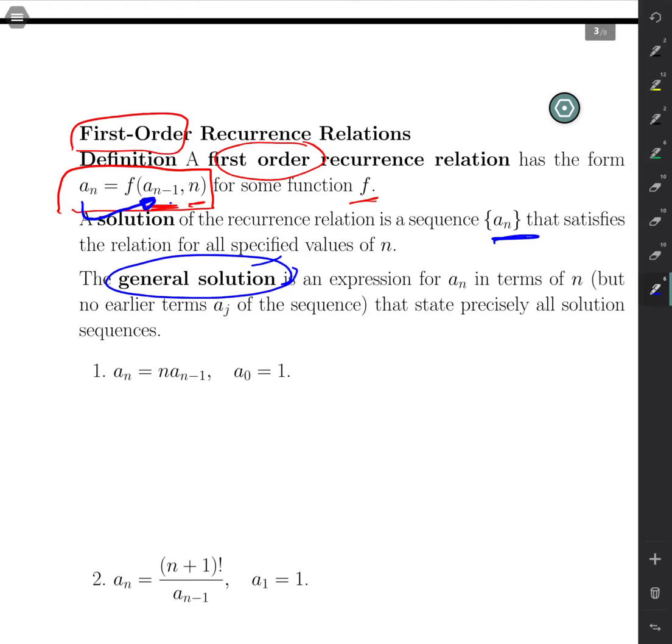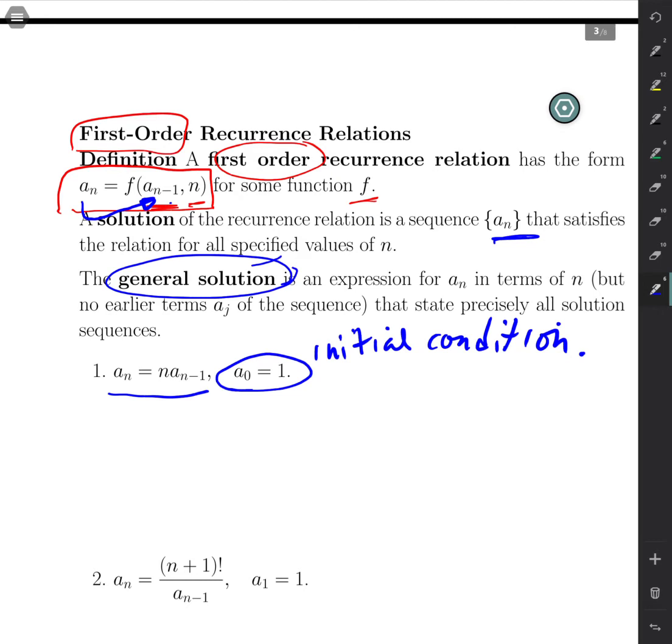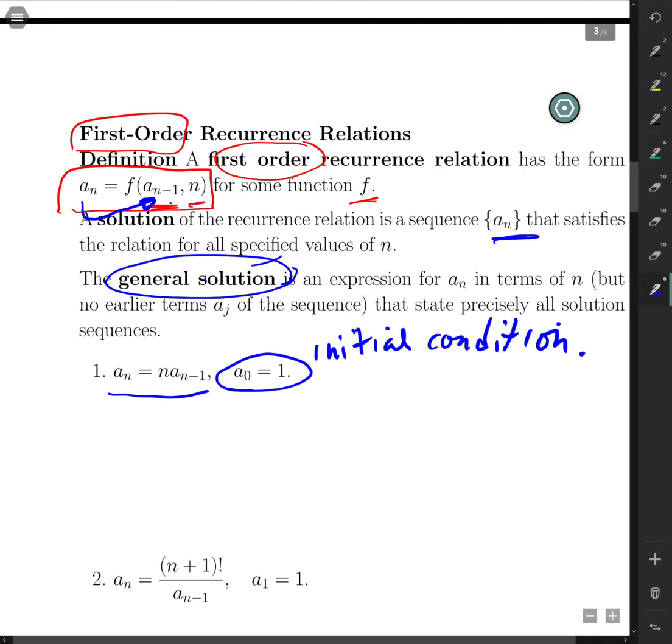So let's look at some examples of first order sequences just to talk about them. So here's a first order recurrence relation because an is given in terms of an minus 1, just one previous term. It does involve n in there as well, no big deal. And this right here is called an initial condition. So we specify what it is at the start, and in fact we have to have an initial condition to be able to create a particular single solution as opposed to the general solution. But we could try and see what this is just to see how this turns out.